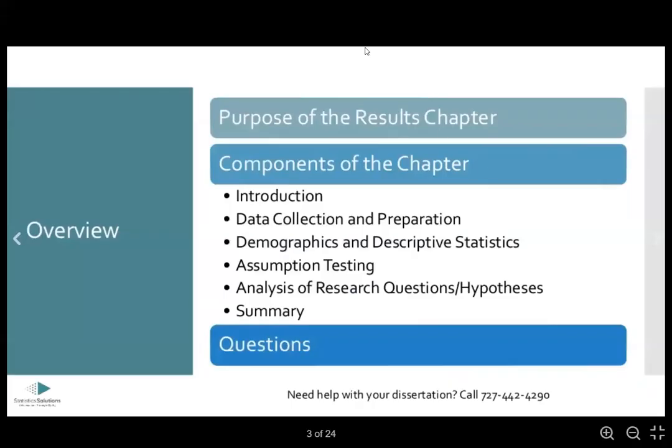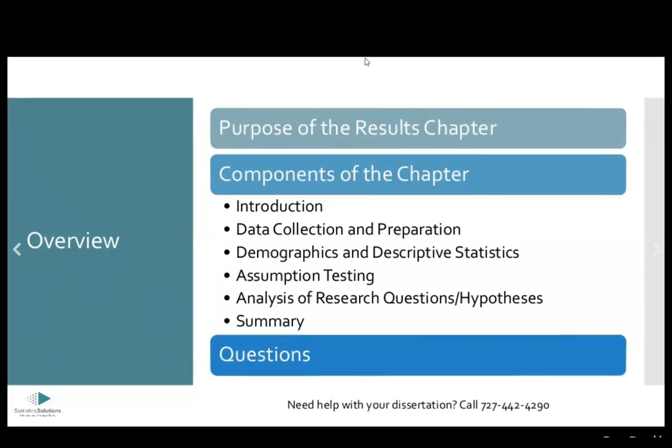So as I said, today we will be talking about the quantitative results chapter. So the typical components that you'll see in the quantitative chapter include the introduction, data collection and preparation, demographics and descriptive statistics, assumptions testing, analysis of the research questions and hypotheses, and then a summary. Now, this list is pretty comprehensive. From working with students, we've seen that these are the sections that most students are required to include in their dissertations. Now, it's important to note here that every school is different.